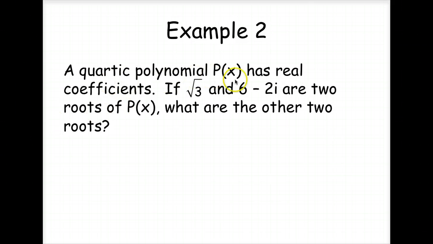A quartic polynomial, p of x. So quartic, think how many exponents, x to the fourth, right, has real coefficients. If the square root of 3 and 6 minus 2i are two roots, what are the other two? Well, we know it's going to be 6 plus 2i and the negative square root of 3. That gives us 4 different roots.